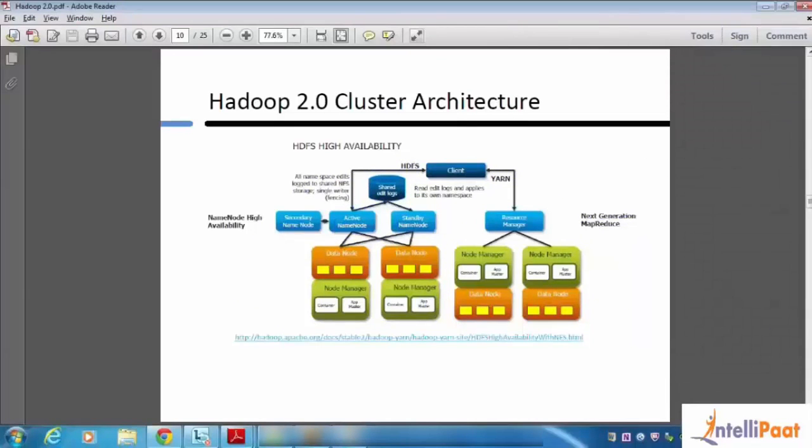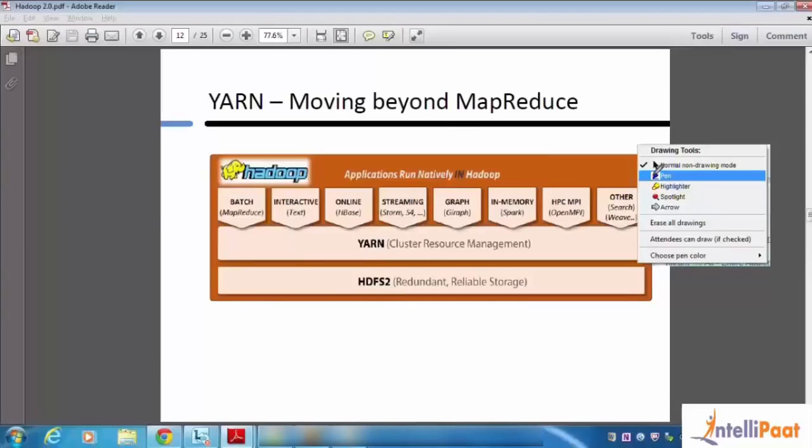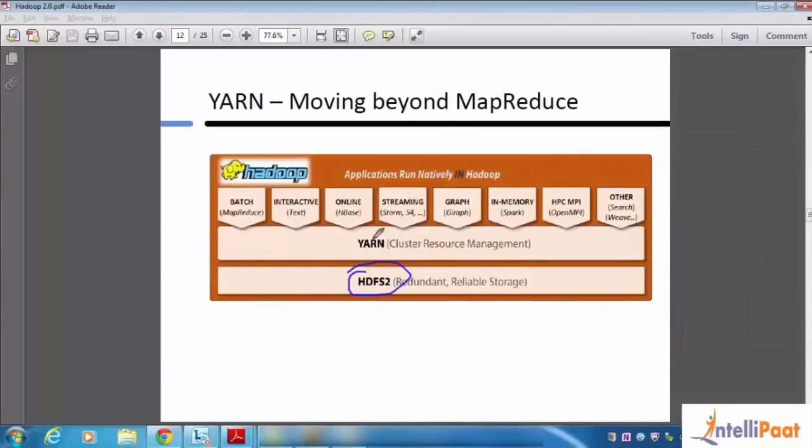So let us now move forward to the YARN part. If you can see from this diagram, you have HDFS, which takes care of the data, right? Now it is HDFS 2. You have YARN, which is a middle layer that converts all your queries, APIs and distributed processing programs into its own native framework and then executes them distributedly on the HDFS where the data is stored. But here, if you can see, you can execute MapReduce programs the way you used to execute them on your Hadoop 1.0 framework.